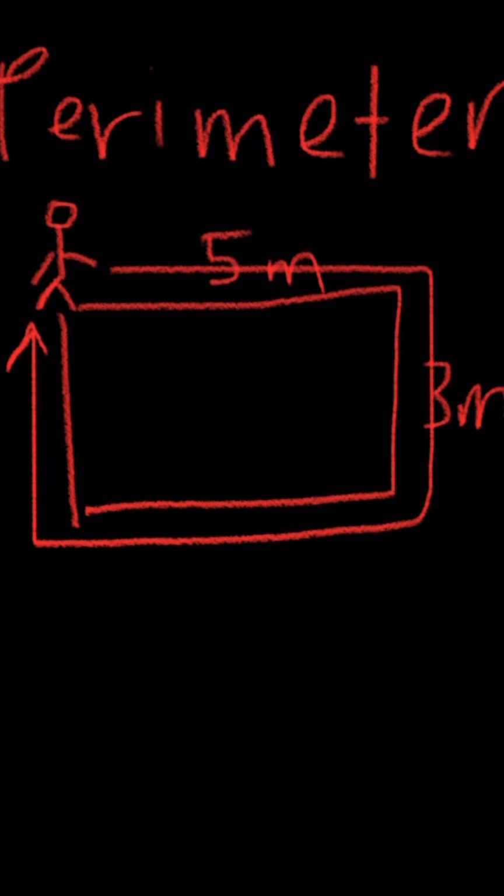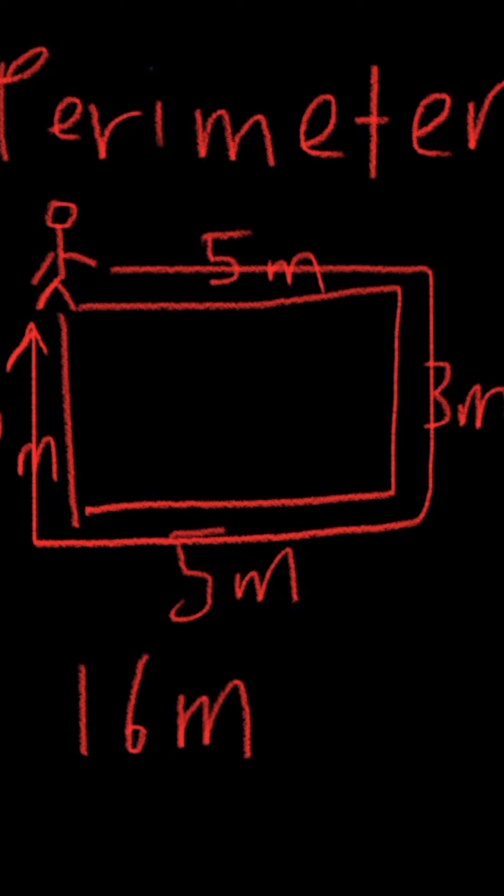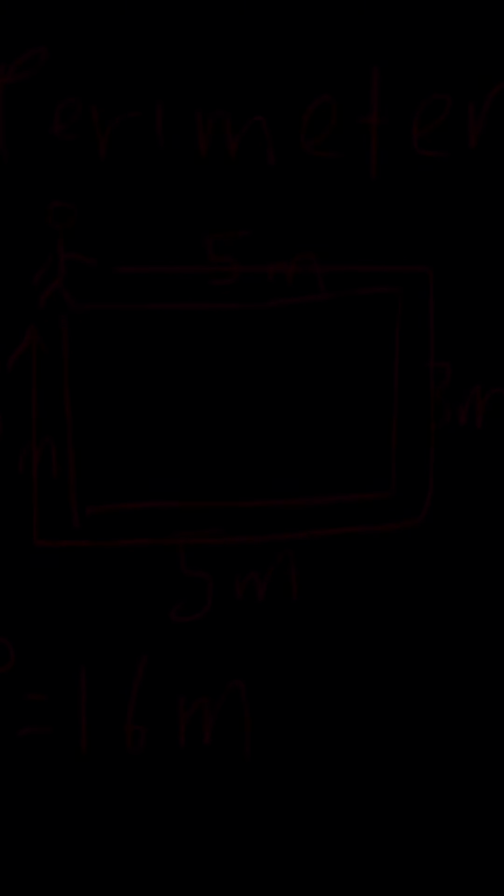So for example, in this question, you have 5 meters plus 3 meters. So you have another 5 meters here and then another 3 meters there. So 5 plus 3 plus 5 plus 3 will be 16 meters. So that will be your perimeter. So let's have a look into circumference now.